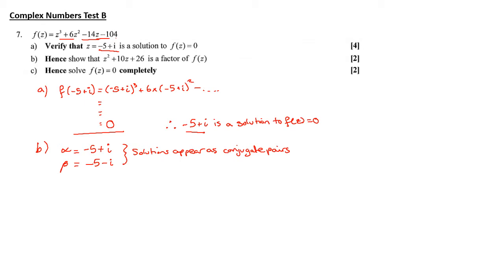We could use alpha plus beta is minus 10 and alpha beta is 5 squared plus 1 squared, which is 26, and then that these solutions come from a quadratic of z squared minus (alpha plus beta)z, so that would be plus 10z, plus alpha beta.